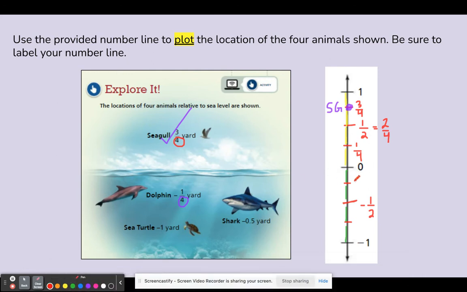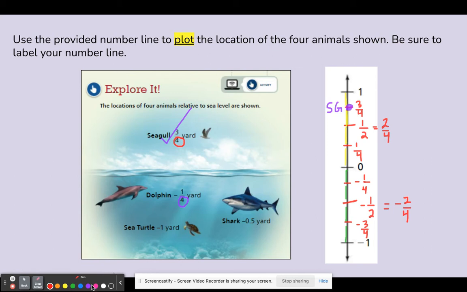I created 4 sections between 0 and -1. So let's label those tick marks. This is 1 section below 0. This is 2 sections out of 4 below 0. Notice I'm putting those negatives because below means negative. This is the 3rd section below 0 out of 4. And this one would be the fourth section, which would make it 4 out of 4, which is a whole. And since it's below, it's negative.